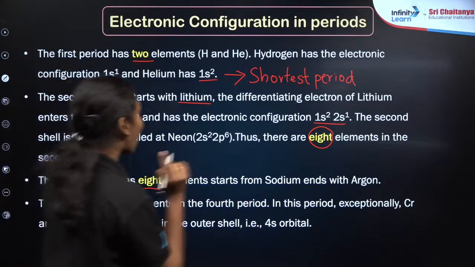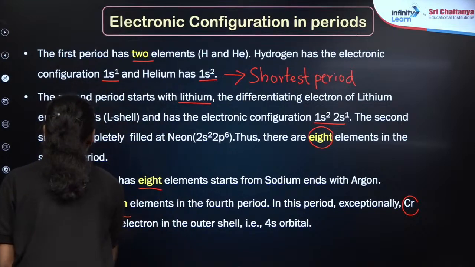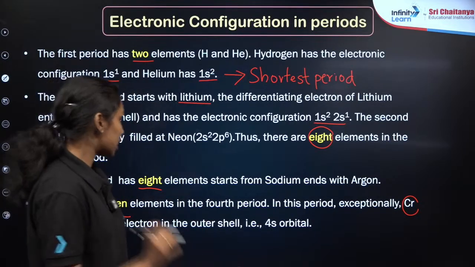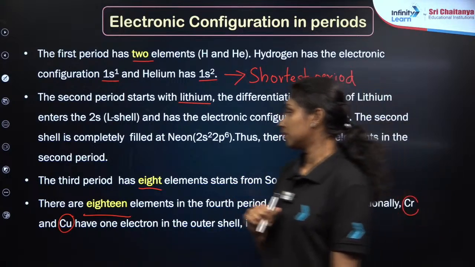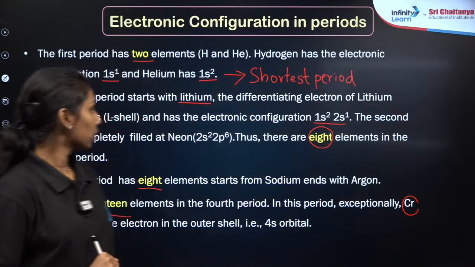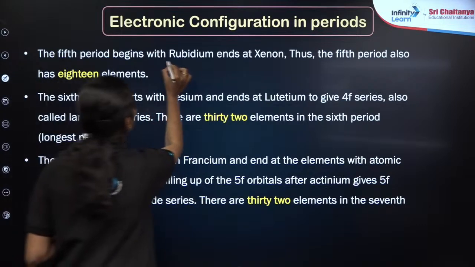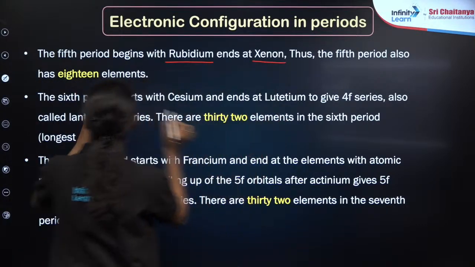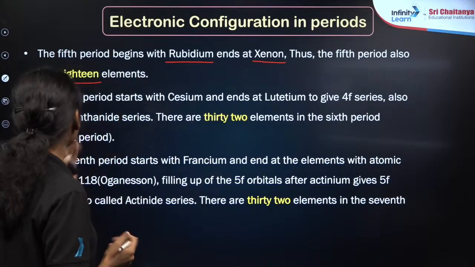There is a point you have to note: in the case of chromium and copper, there will be 1 electron in the outer shell, as you can see in the next slide in detail. Clear? Then when we move to the fifth period, it starts with rubidium and ends with xenon, having 18 elements again.